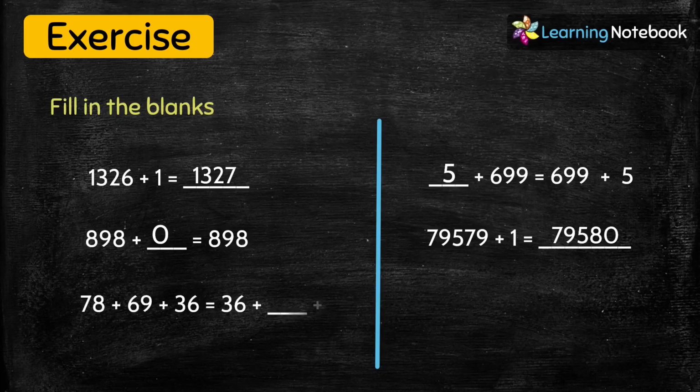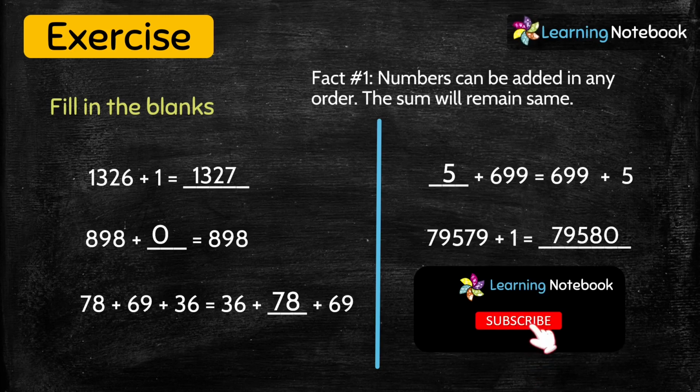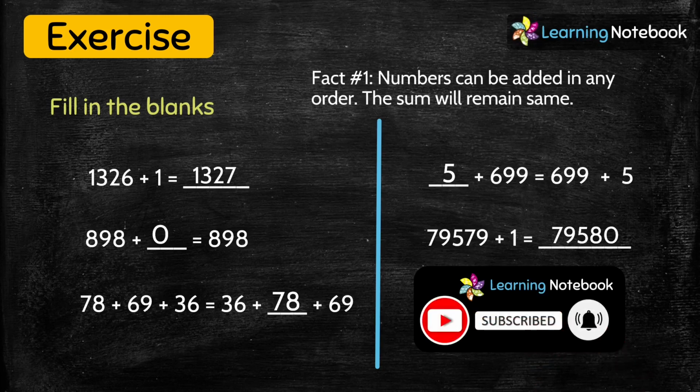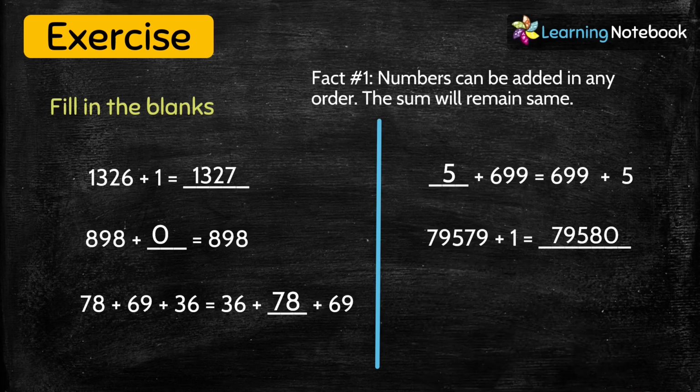And last question is 78 plus 69 plus 36 equals 36 plus dash plus 69. So what would be the answer here? Yes, 78 because according to addition fact 1, numbers can be added in any order, their sum will remain the same.